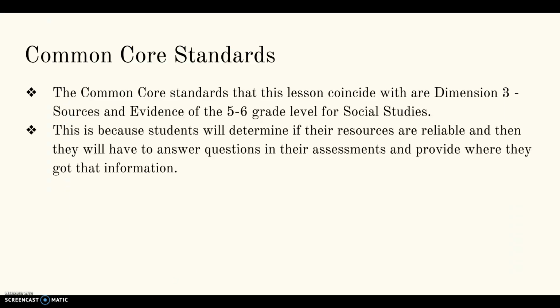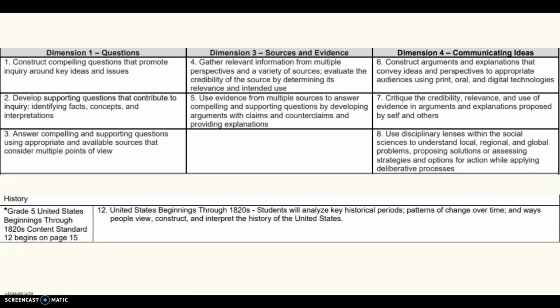So how does this lesson go hand in hand with the Common Core standards? It is a part of the Dimension 3 Sources and Evidence for the 5th and 6th grade level of social studies. This is because students will determine if their resources are reliable, and then they will have to answer questions in their assessment and provide where they got that information. Here is the Dimension 3 you can see in the middle, and then below that I picked the history for grade 5 just to go more in depth.